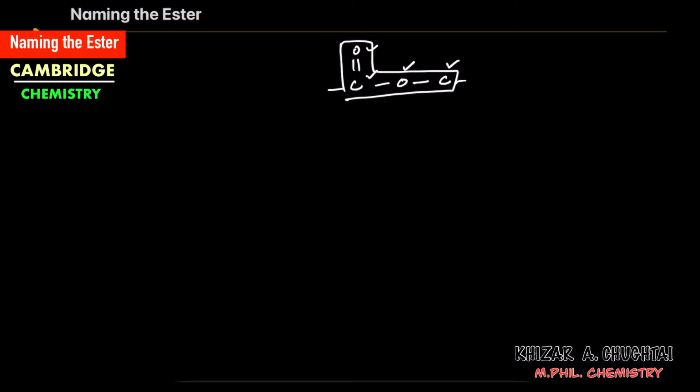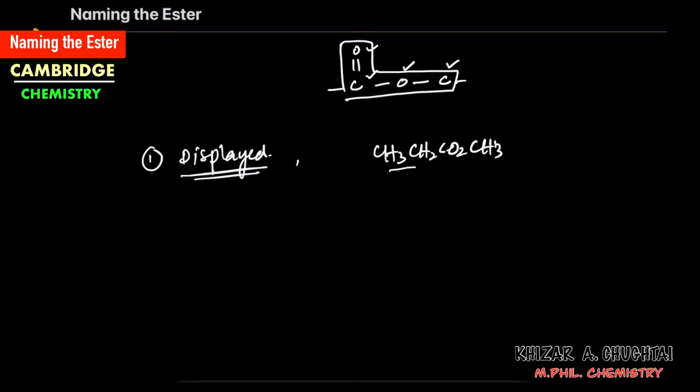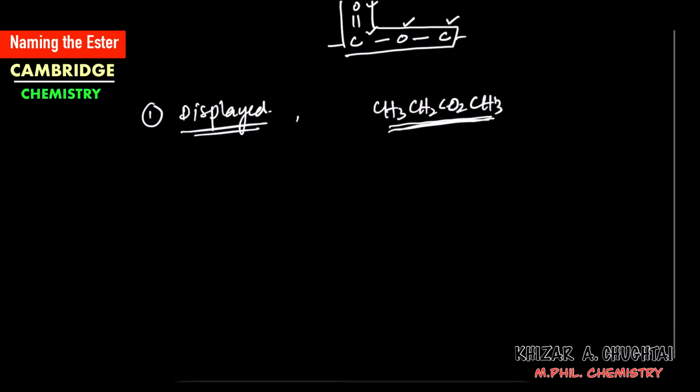How do we name the different esters? Step number one is write its displayed formula. If you don't have the displayed formula, for example, I have CH3CH2CO2CH3, this is the condensed formula. This is not the full displayed formula. So first of all, we will have to change it into the displayed formula.